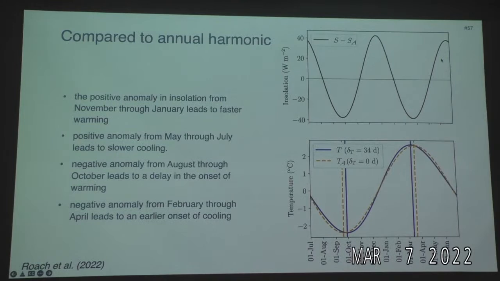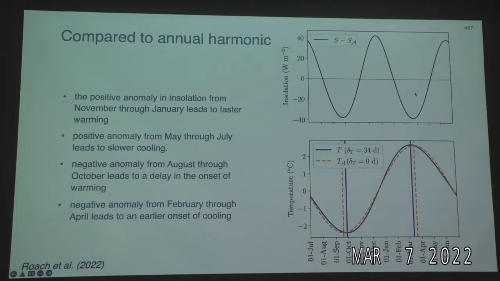And then we have a positive anomaly, again, in the insolation from May through July, that leads to a slower cooling in the seasonal cycle of temperature. A negative anomaly from August through October leads to a delay in the onset of warming. And then another negative anomaly from February through April leads to an earlier onset of cooling.